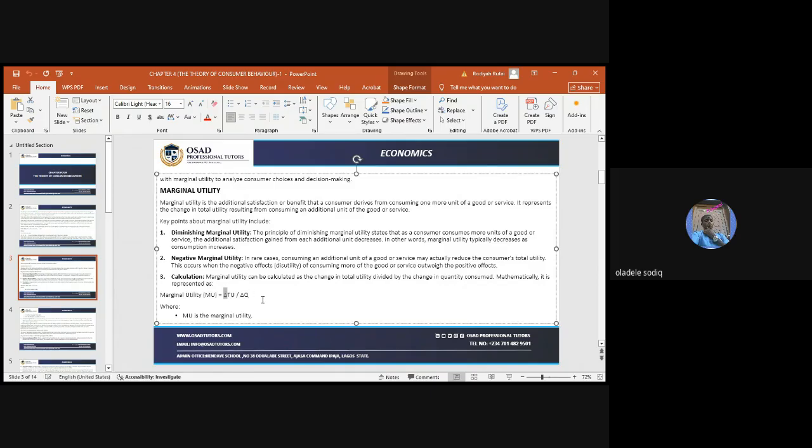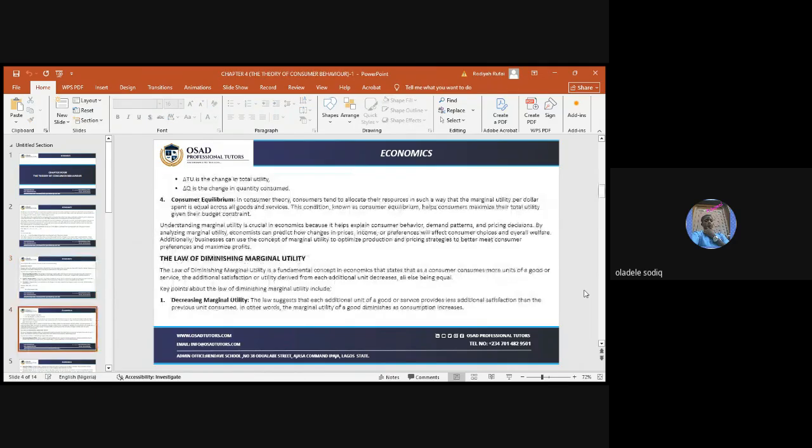So if you are asked in an exam to calculate marginal utility, the formula is change in total utility all over change in quantity consumed. Please take note of that. Where MU represents marginal utility, I repeat again, this is change in total utility all over change in quantity. So where change in TU is the change in total utility, this is change in quantity.